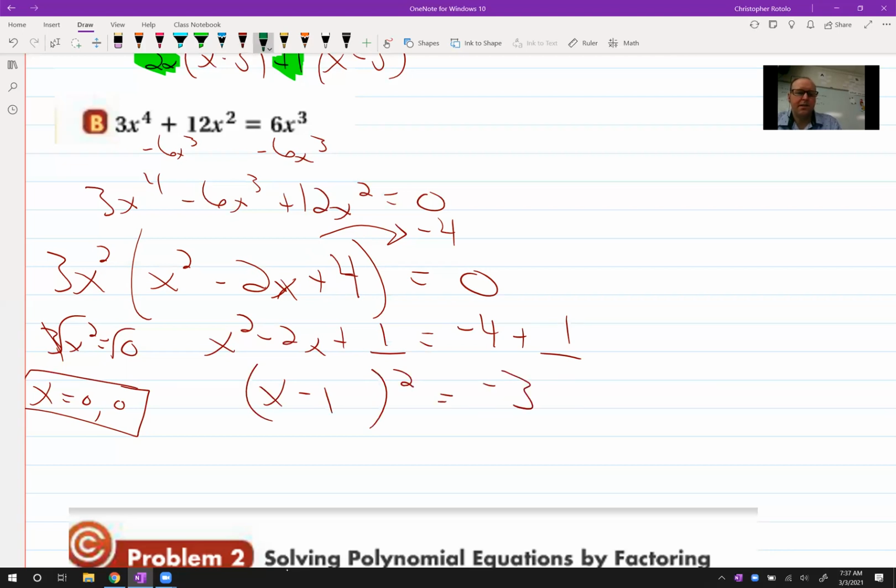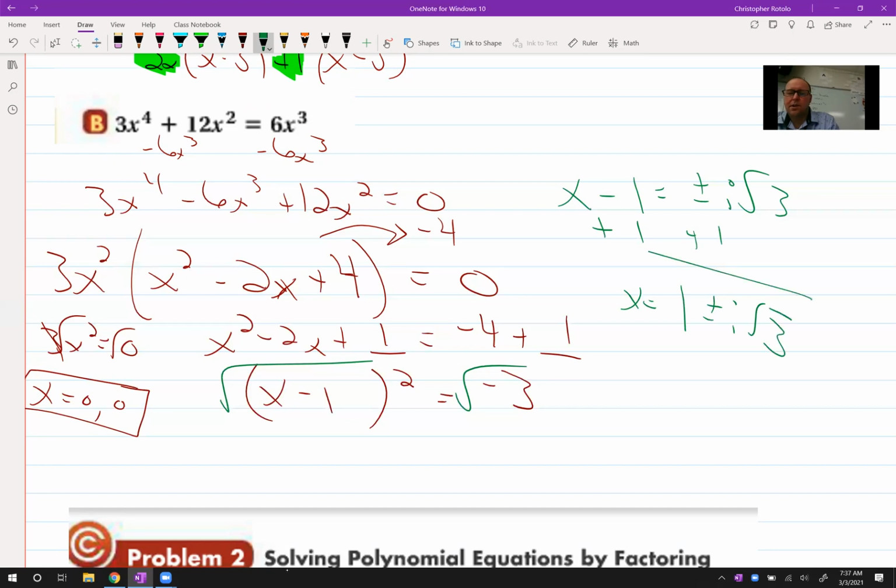Next step we're going to take is to get rid of that square by taking the square root. So now I have x minus 1 equals plus or minus i square root 3. And then the last step is to add this 1 over. So 1 plus or minus i root 3. So it all goes together.